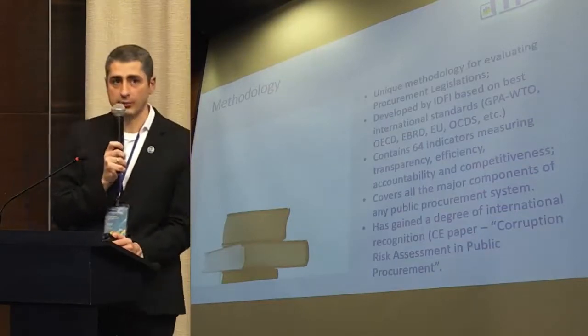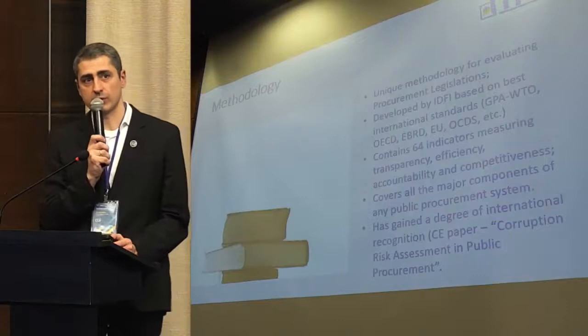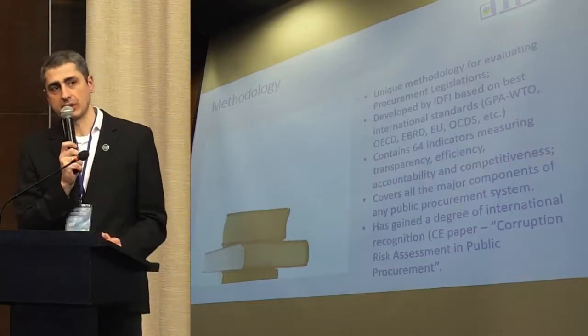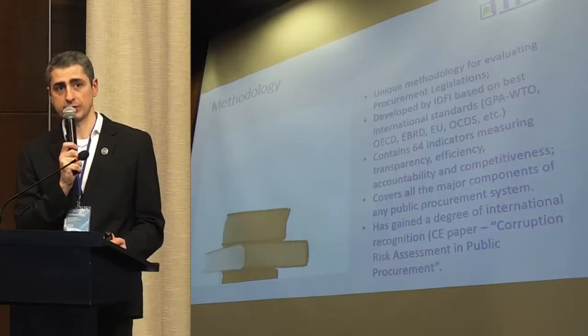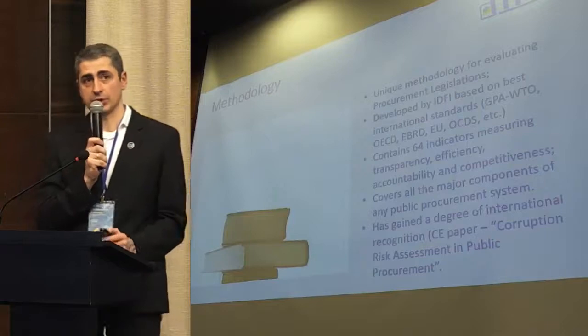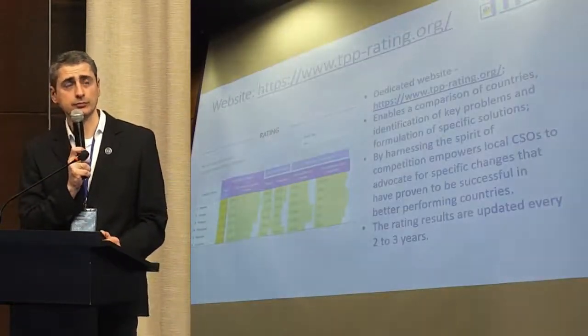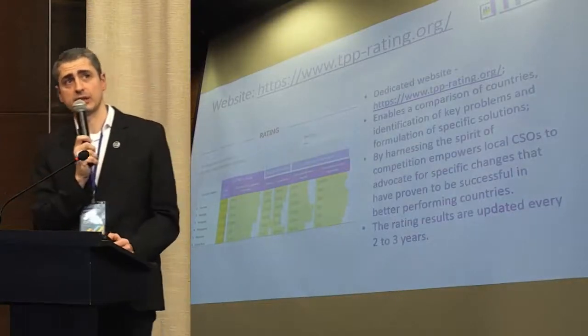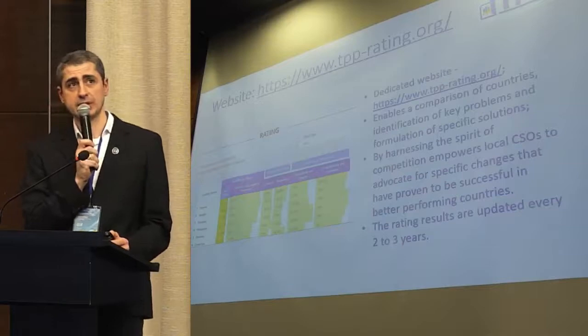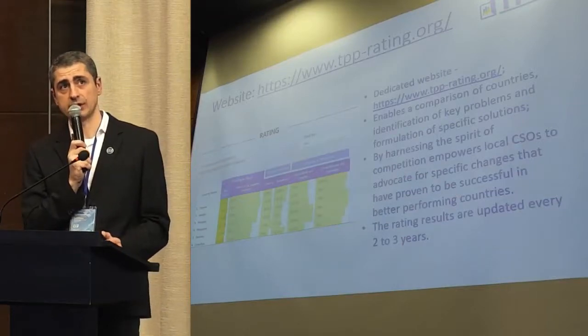It covers all the major components of any public procurement system, and it has also gained a degree of international recognition. The Council of Europe dedicated a paper called Corruption Risk Assessment in Public Procurement. It has a dedicated website. The address of the website is tpp-rating.org.